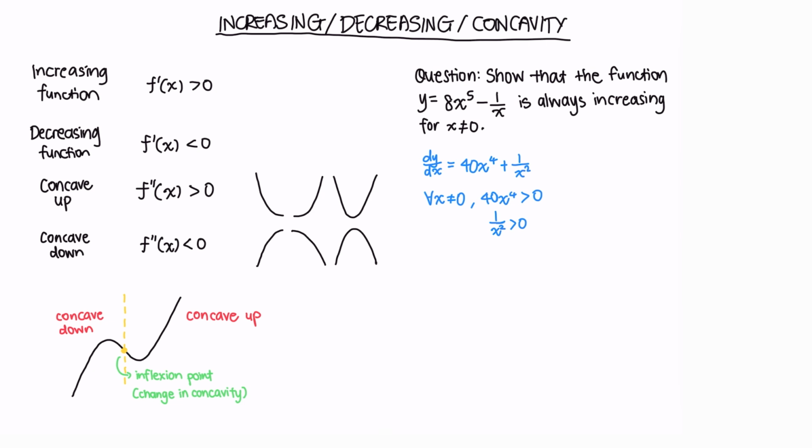Hence, we know that 40x to the power of 4 plus 1 over x squared has to be more than 0 for all x not equal to 0. And as such, dy over dx is more than 0. This means that the function is always increasing.